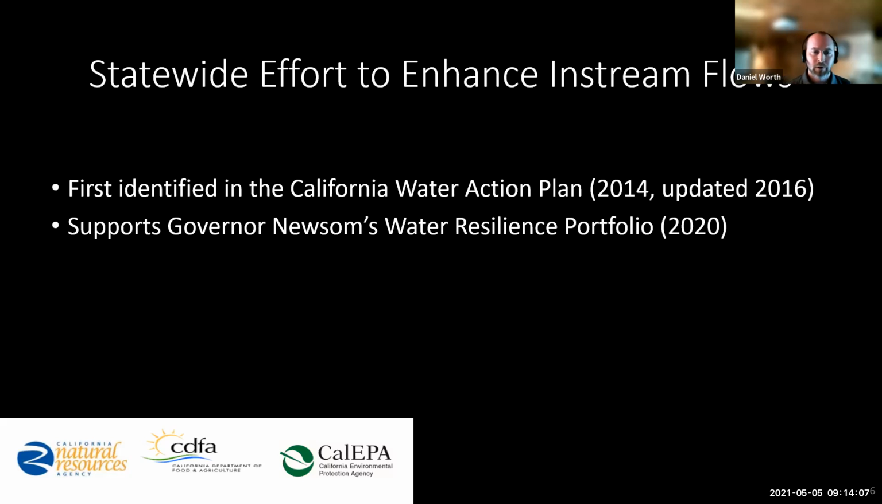And I'm part of a team within Water Rights working on an effort to enhance in-stream flows in multiple watersheds throughout the state. This effort to enhance in-stream flows was first identified in the California Water Action Plan in 2014 and supports actions within Governor Newsom's water resilience portfolio. Both of these plans identify improving in-stream flow conditions as necessary management actions for the protection of native fish species, many of which are at or near historically low population levels, and some are threatened with extinction.